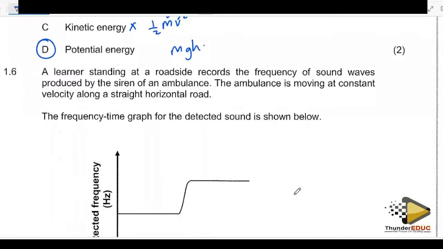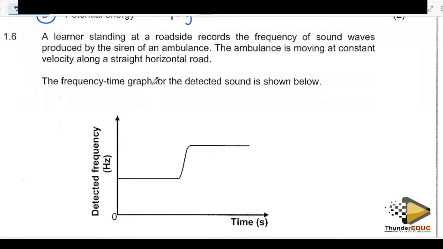All right, 1.6. A learner that is standing by the roadside records the frequency of sound waves that were produced by a siren of an ambulance, okay? The ambulance is moving at a constant velocity along the road, and then they drew the graph for us. The y-axis is representing the detected frequency, or the frequency of the listener, as time passes. What we can see is that the graph starts low, which means the frequency starts by being low, and then all of a sudden the frequency increases. What does this tell us?